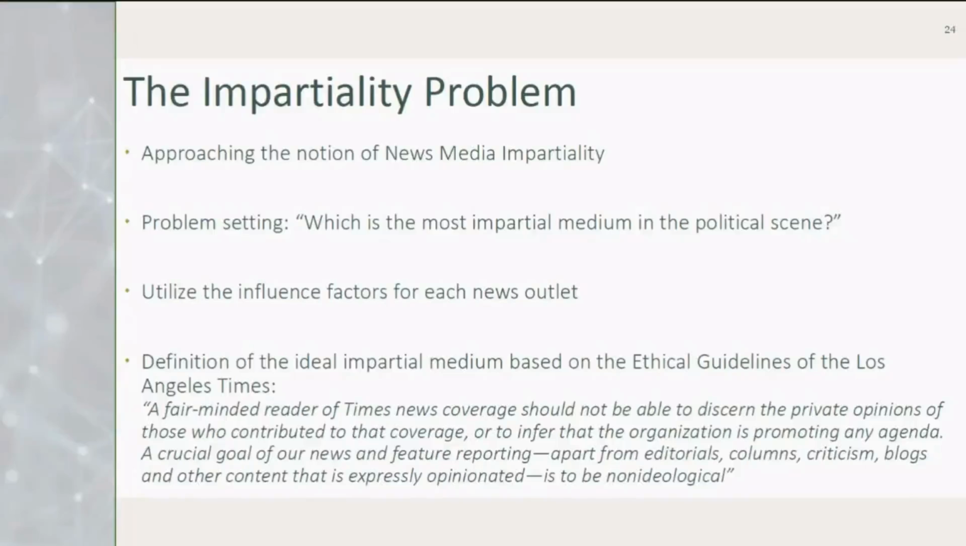Here you can see a brief definition of an impartial medium that is based on the ethical guidelines of the Los Angeles Times. I believe that everyone has a general idea of what an impartial medium is. Here, the authors state that a fair-minded reader of the Times news coverage should not be able to discern the private opinions of those who contributed to that coverage, or to infer that the organization is promoting any agenda. So I guess this sums up the basic notion of impartial medium that is in everyone's mind.